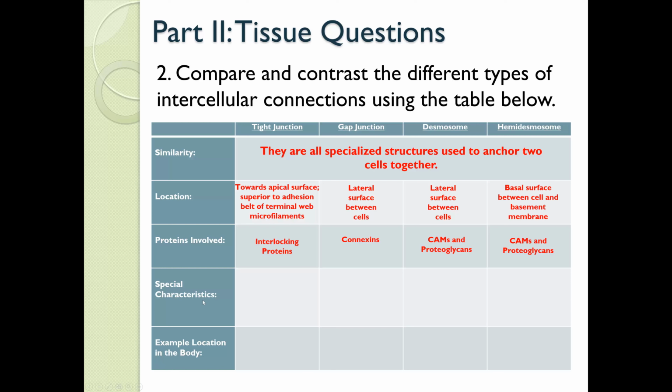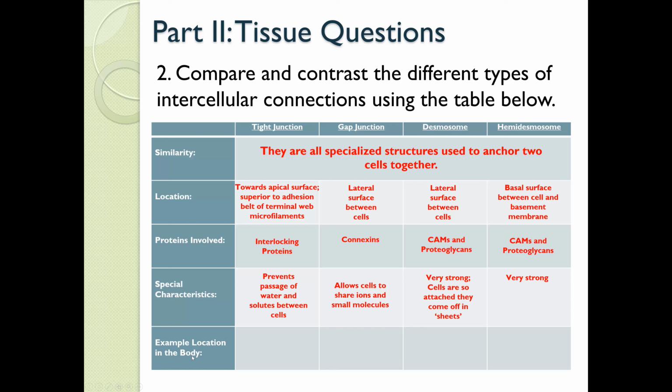Special characteristics. Tight junctions prevent the passage of water and solutes between cells. Gap junctions allow cells to share ions and small molecules. Desmosomes are very strong. The cells are so attached they peel off in sheets. So think of your skin, like when it peels. And hemidesmosomes are also very strong.